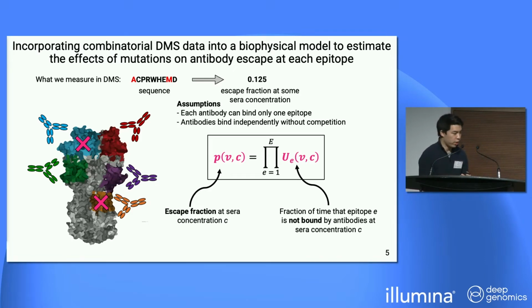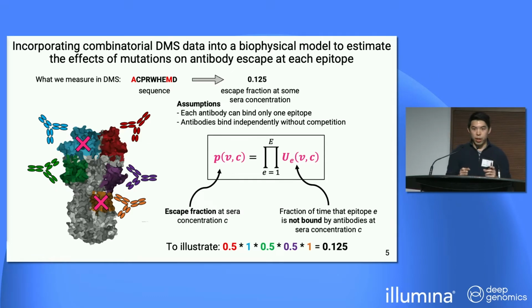This represents the fraction of time that the epitope is not bound by antibodies at some sera concentration. I think this is best illustrated with a simple example. Imagine that you have mutations in the blue and orange epitopes, and they completely prevent antibodies from binding. In that case, the fraction of time that the epitope is not bound is going to be 1, because antibodies are always unbound. Let's say that in the unmutated epitopes, the green, red, and purple epitopes, antibodies are bound 50% of the time. So the fraction of time that those epitopes are not bound is going to be 0.5.